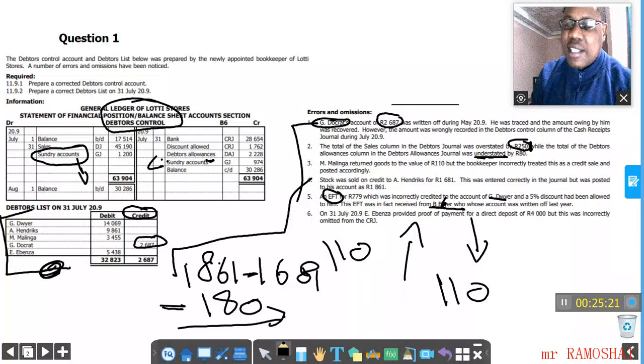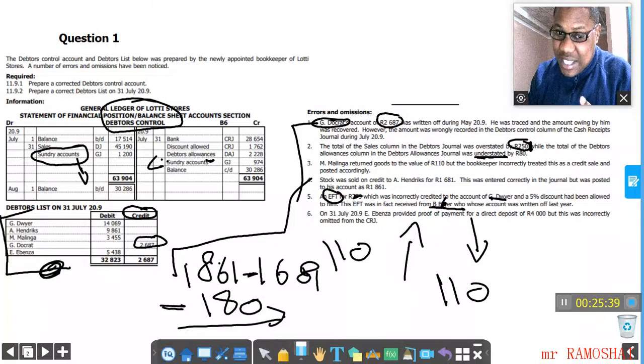That means our debtor paid, right? That means in G. Dwyer's account, we have subtracted this EFT. But bear in mind, there is a discount which was given. So the amount that was paid was not this amount. You understand?